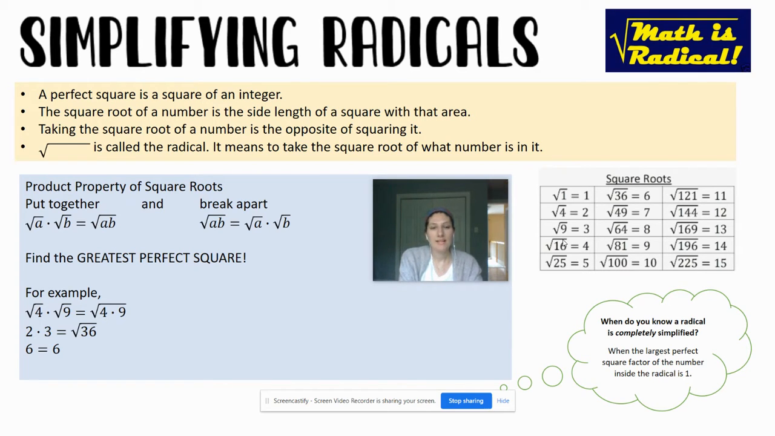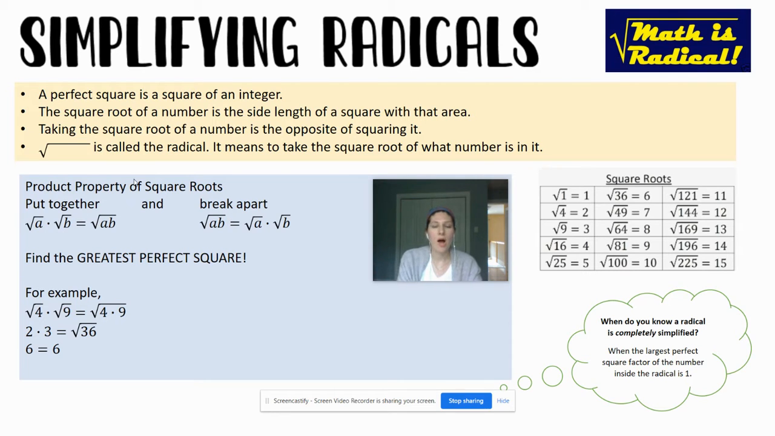The square root of a number is the side length of a square with that area. Taking the square root is the opposite operation of squaring a number. Just like addition and subtraction are opposite operations, squaring and taking the square root of a number are opposite operations. This symbol right here is called the radical, and it means to take the square root of whatever number is inside of it.